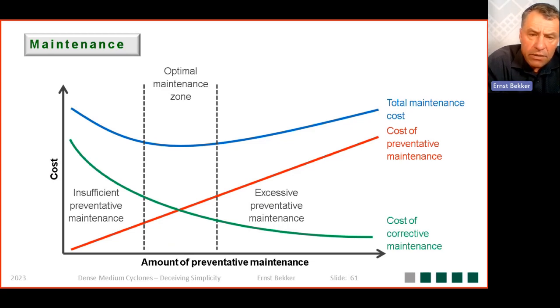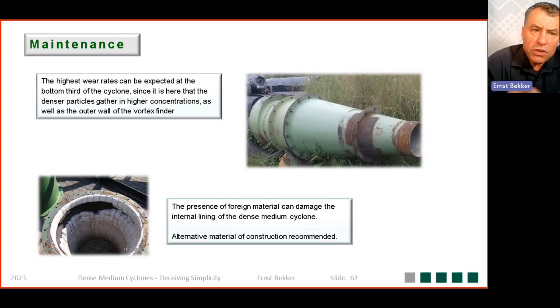So the guidelines given by the suppliers, do not underestimate or ignore them, because every cyclone does experience wear. Normally, most of the wear takes place about one third from the bottom of the cyclone, as that is where the dense particles might accumulate. And one needs to make time to inspect the unit to see if there's a problem inside the unit.